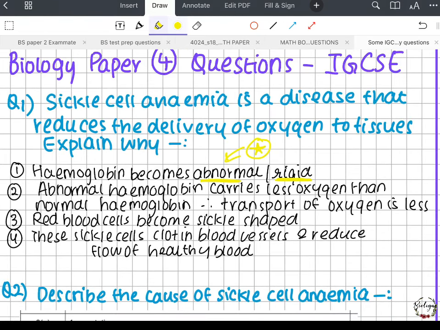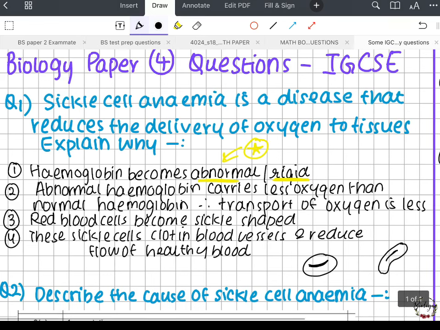Red blood cells become sickle shaped. If you don't know what sickle shaped is, it's somewhat like this, they lose their original shape. Normally, red blood cells have a biconcave disc shape. This is a good red blood cell, but this is a sickle cell, which has a very small surface area, and that is why the oxygen carrying capacity is very less. So red blood cells become sickle shaped.